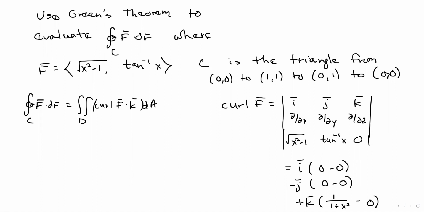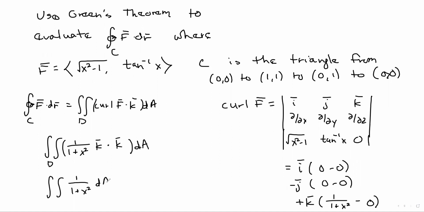Okay, so we've got our curl of F. And if we go through and pop that in, so if we've got 1 over 1 plus x squared k, and then you dot it with k. This is another k here. What that's doing is it's saying take the k component from these 3, and that's going to be just the third one. And so the k component dotted with k is just going to be the component without the k, just the 1 over 1 plus x squared. All right, and so from that, we're going to get the integral of 1 over 1 plus x squared dA over D.